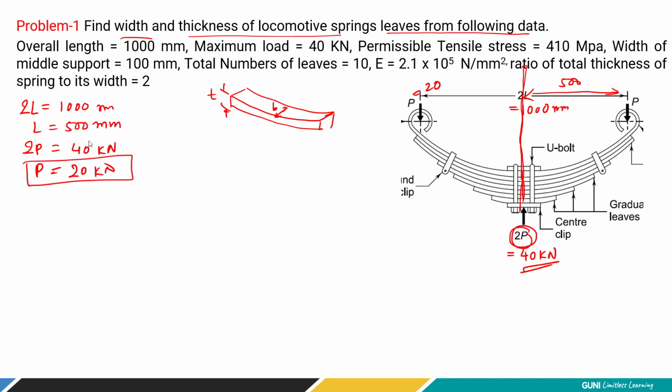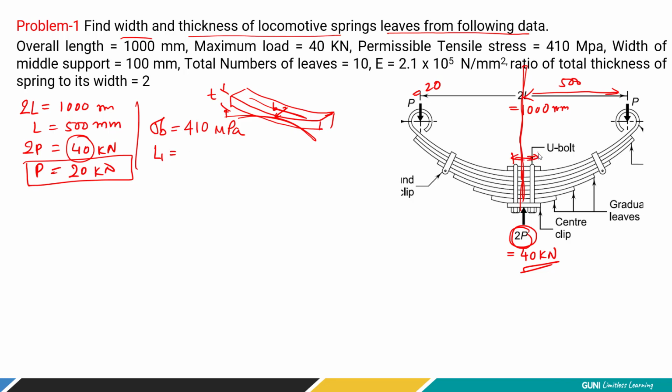We cannot use 40. Now the permissible bending stress, or you can say tensile or bending stress in this case, are the same, because whenever you bend something, the upper fiber is subjected to either compressive or tensile stress based on the direction in which you bend, right? So here the safe limit is given as 410 megapascal. Now the width of the middle support, that is L1. I'm talking about this one.